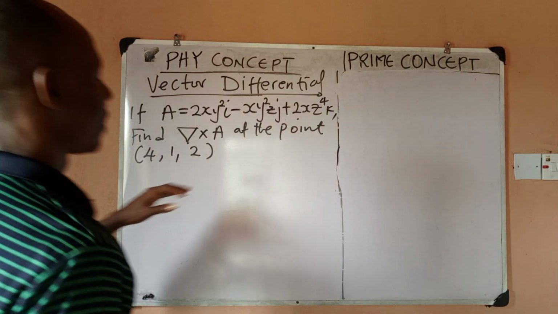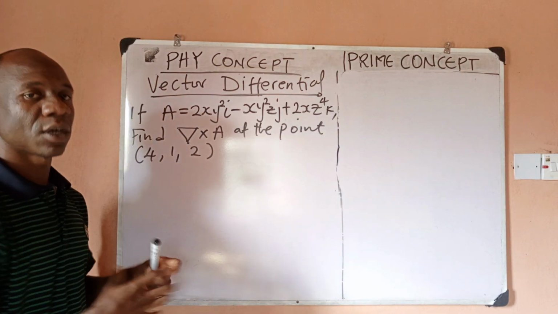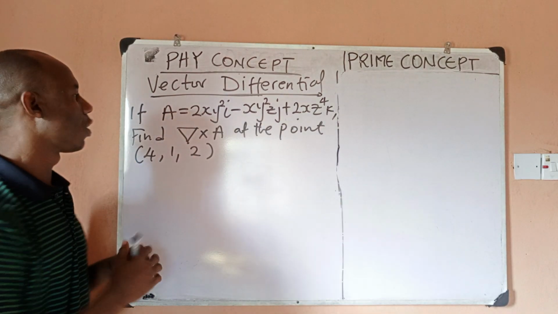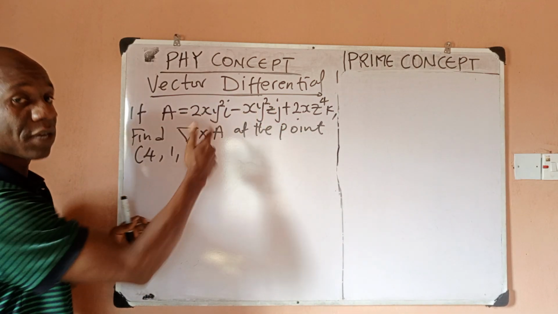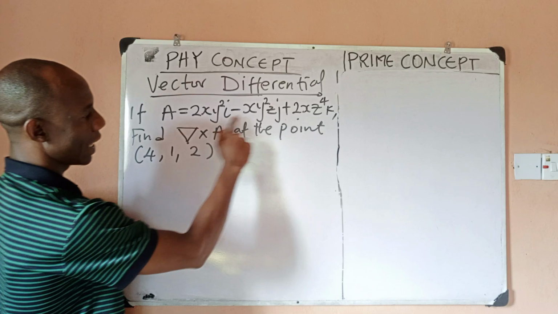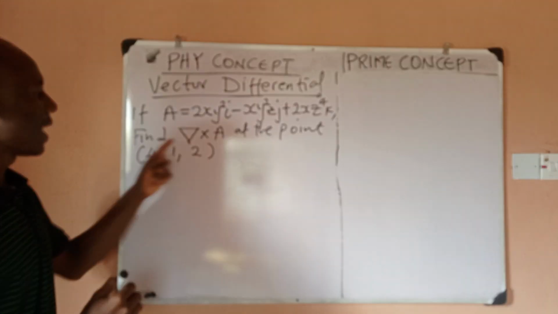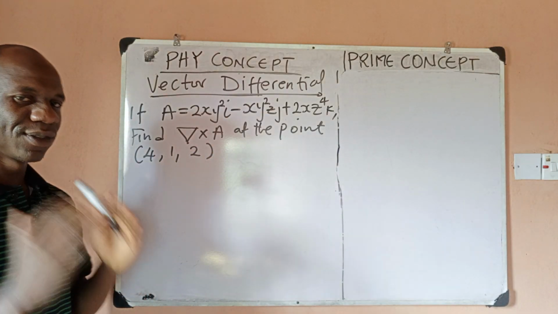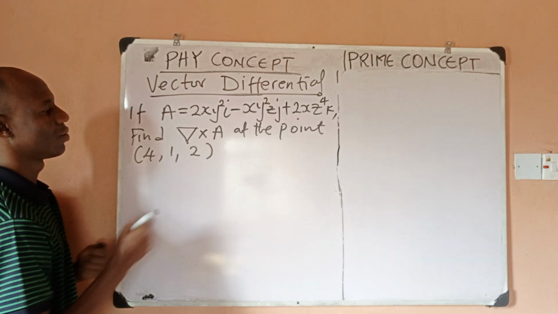All right. Now I want to look at the last question for this video. I'll be solving more problems in my next video so that this one does not become too long. Now we have if A is equal to this, which is a vector, seeing I, J, and K, you know that A is a vector. Now they said find the curl of A at the point this. So I'm going to solve this, it is going to be long. We're going to solve it gradually such that you will learn it.